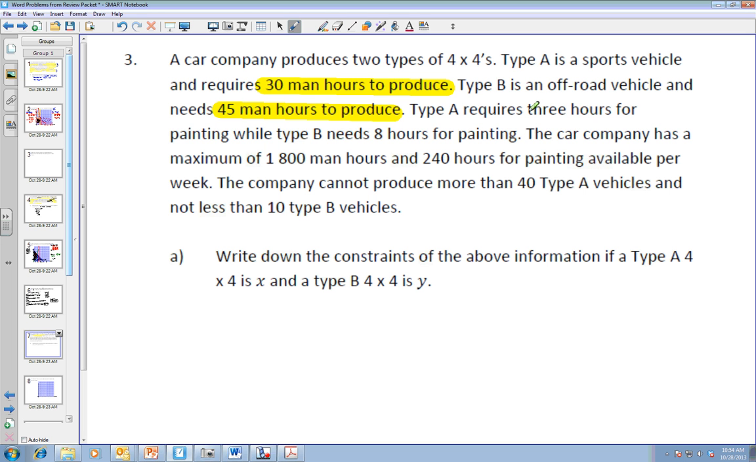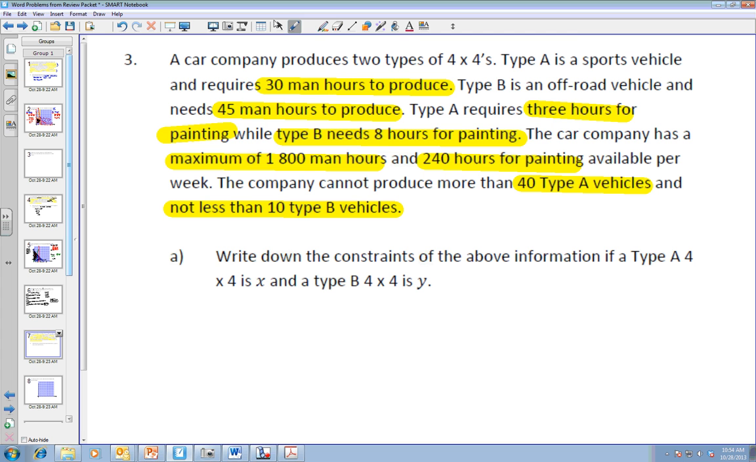Type A requires 3 hours for painting, while Type B needs 8 hours for painting. The car company has a maximum of 1,800 man-hours and 240 hours for painting available per week. The company cannot produce more than 40 Type A vehicles and not less than 10 Type B vehicles.